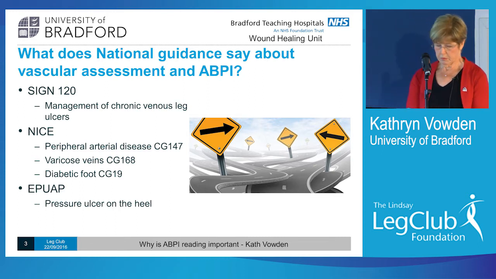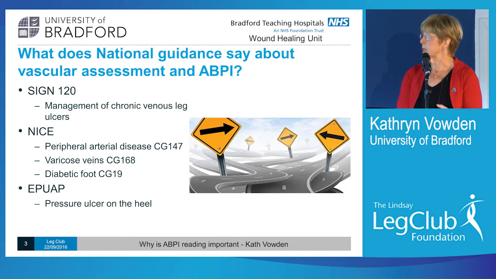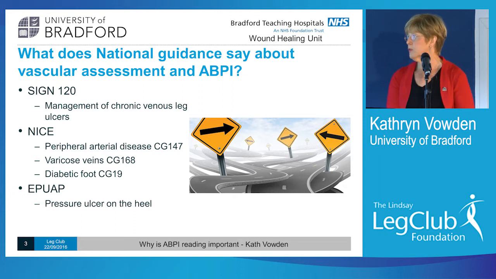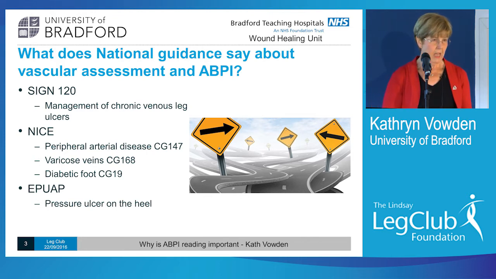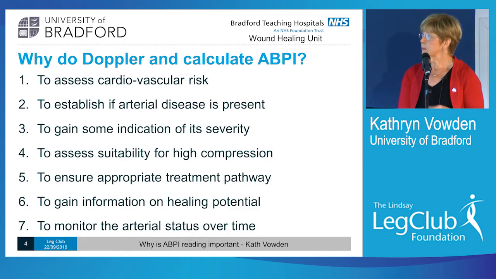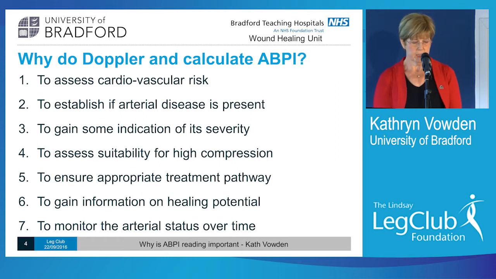When we look at national guidance, it tells us in leg ulcers, in NICE documents, peripheral arterial disease, varicose veins, diabetic foot, and of course pressure ulcer on the heel, all refer to vascular assessment and how we should assess it. So I'm going to base my talk around these factors. Why do we do a Doppler and calculate ankle brachial pressure index?